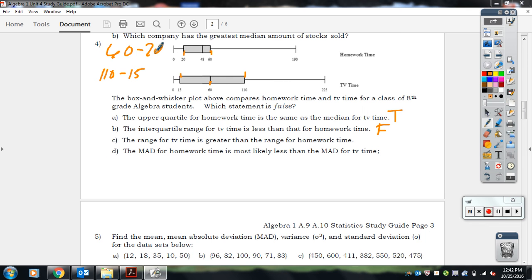C, the range for TV time is greater than the range for homework time. The range for TV time, so from here to here, is bigger than homework time. Definitely bigger, so that is true.